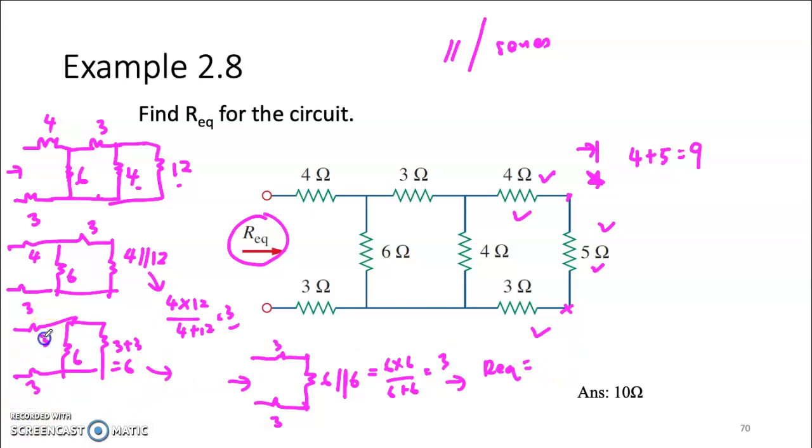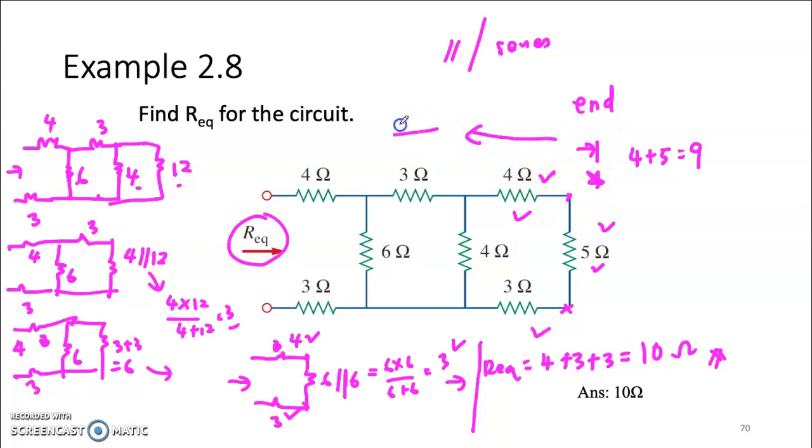Okay, sorry, this is not 3. This is 4, right? Okay, this is 4. And then here you can get R equivalent. So what is R equivalent? 4 is in series with this 3 and also in series with this 3, and then you can get 10 ohm. Okay, so what is the tip? When the question asks for R equivalent, start from one end, the other end, and then slowly move towards the right until you reach this R equivalent.